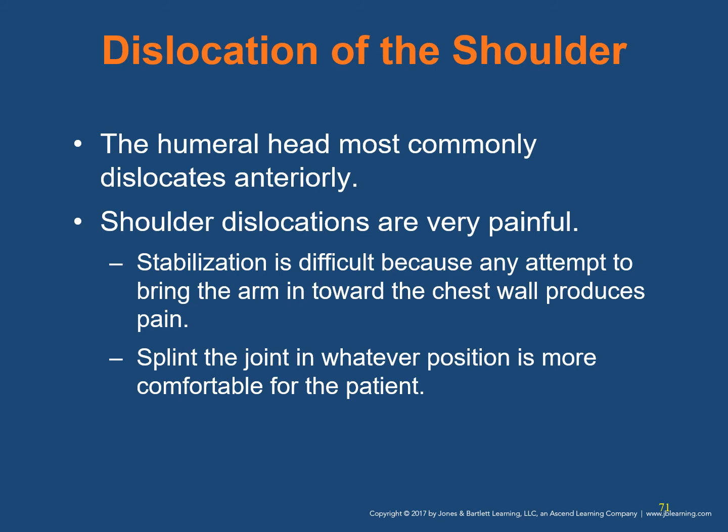The patient will guard the shoulder and try to protect it by holding the dislocated arm in a fixed position away from the chest wall. The shoulder joint will usually be locked, and the shoulder will appear squared off or flattened. Some patients may report numbness in the hand because of nervous or circulatory compromise. Stabilizing an anterior shoulder dislocation is difficult because any attempt to bring the arm in toward the chest wall produces pain. You must splint the joint in whatever position is most comfortable for the patient.